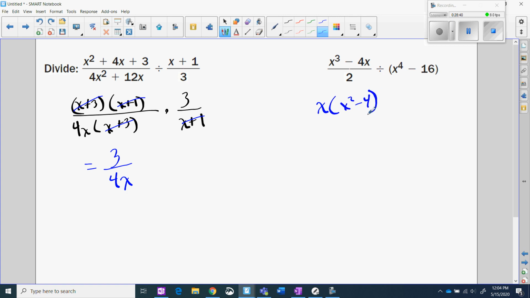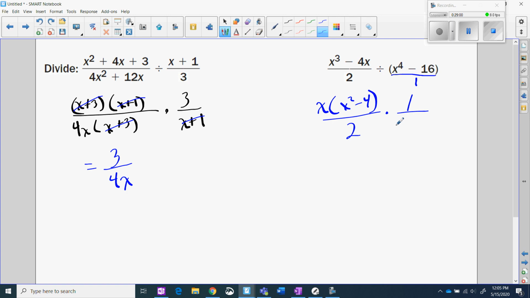All right, this one I have greatest common factor of x. X squared, take away 4. And 2. Now, if you just have an algebra expression like this, it's like numbers. Any number by itself is assumed to be over 1. So when you go to change that to multiplication, take the reciprocal.